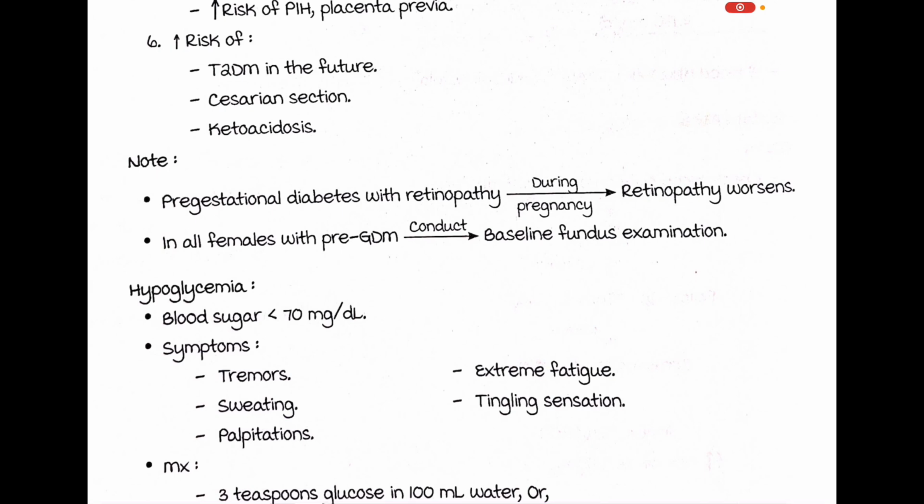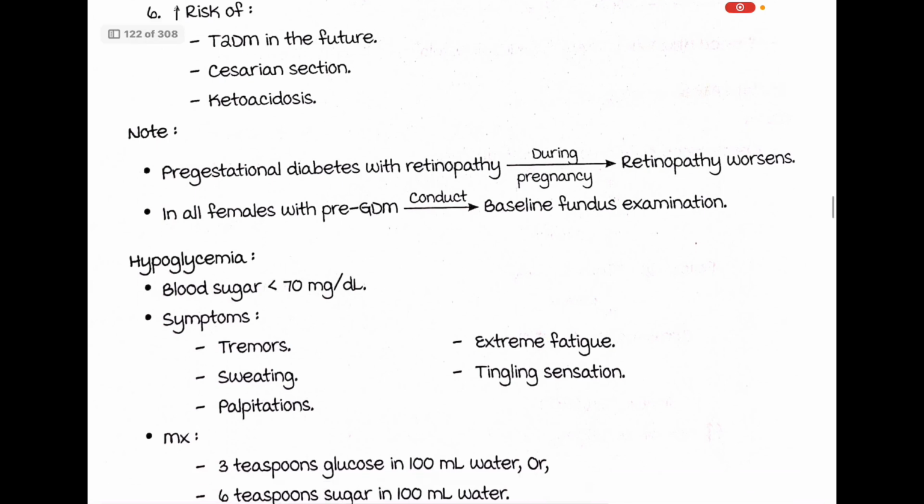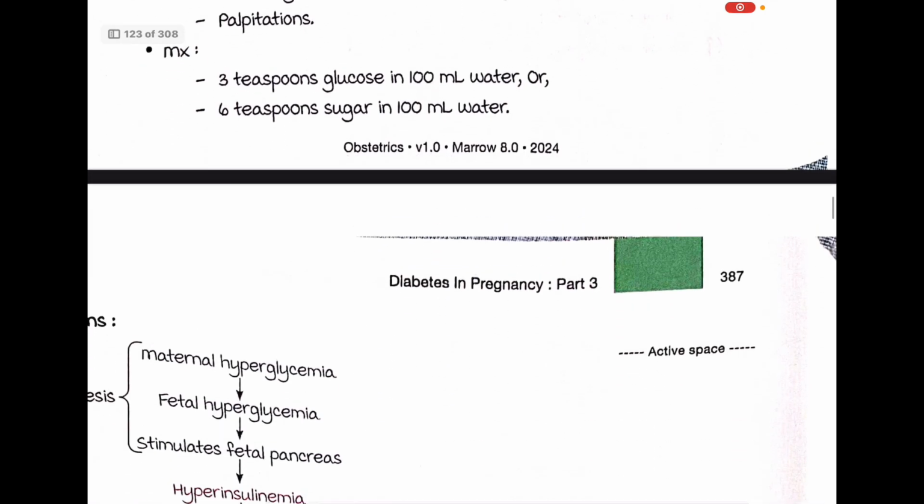Hypoglycemia: blood sugar less than 70 mg per deciliter. Symptoms: tremors, sweating, palpitation, extreme fatigue, tingling sensation. Management: 3 tablespoons of glucose in 100 milliliter water or 6 tablespoons of sugar in 100 milliliter of water.